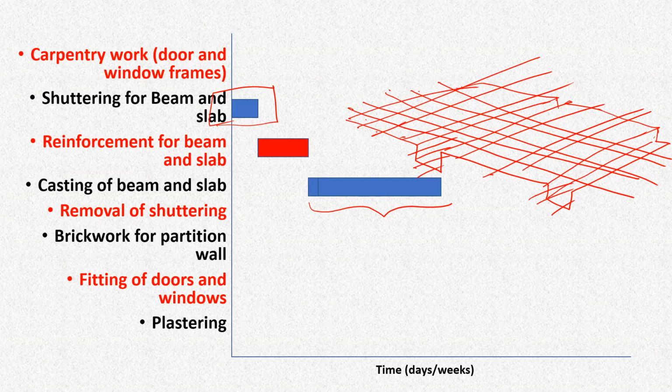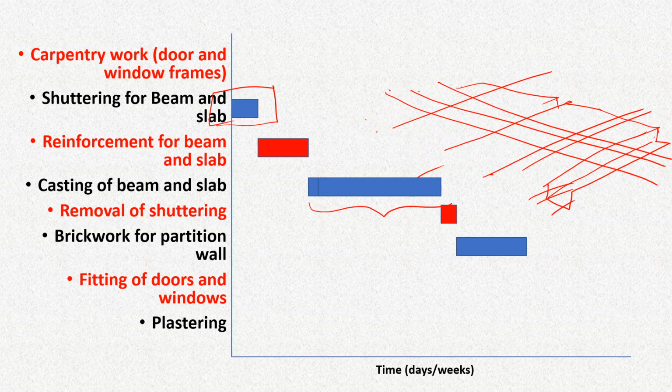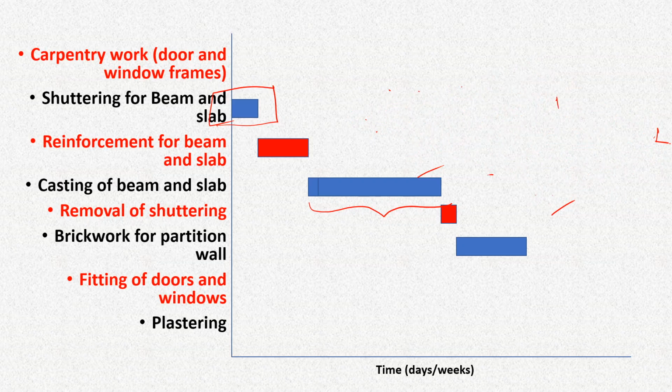After this, shuttering can be removed. It should not take much time again. It will be a matter of 1 or 2 days only. Then we'll go for the brickwork for partition walls. Now, brickwork for partition walls can be completed over, suppose, a few days, and after that fitting of doors and windows should come. But fitting of doors and windows generally goes simultaneously with the brickwork.